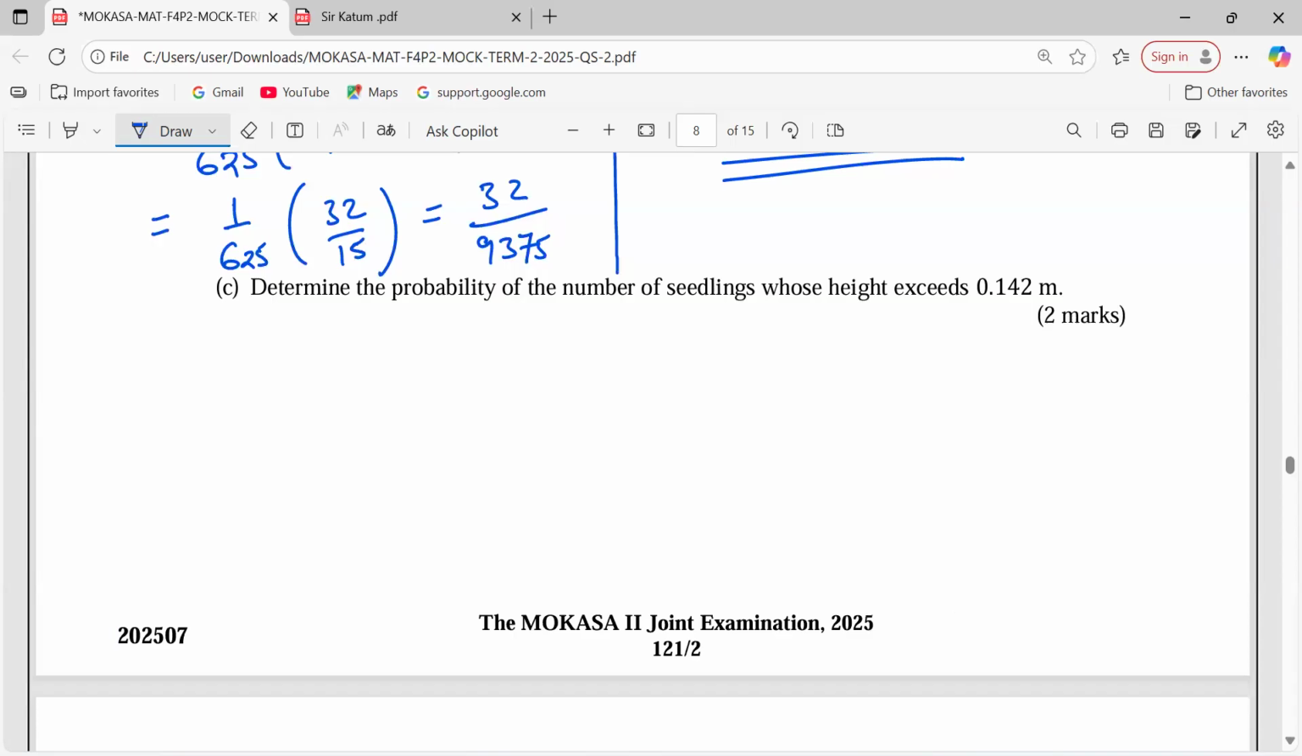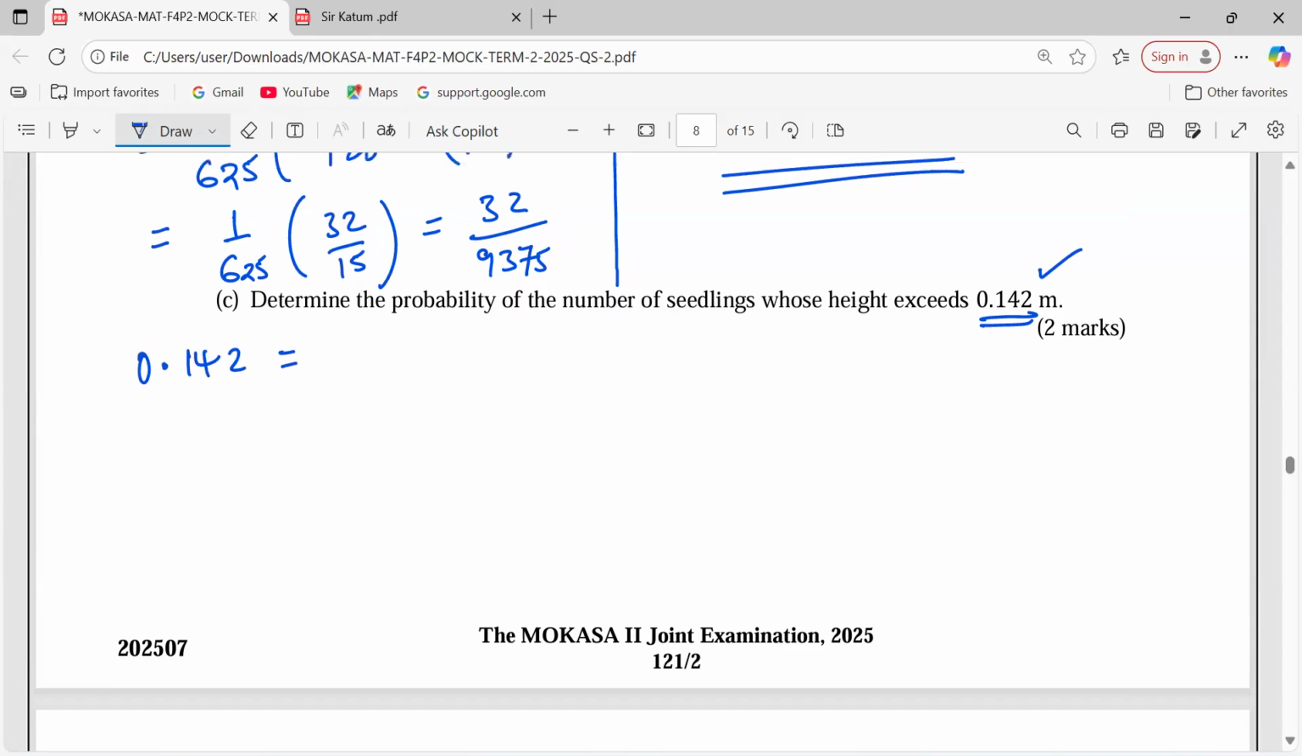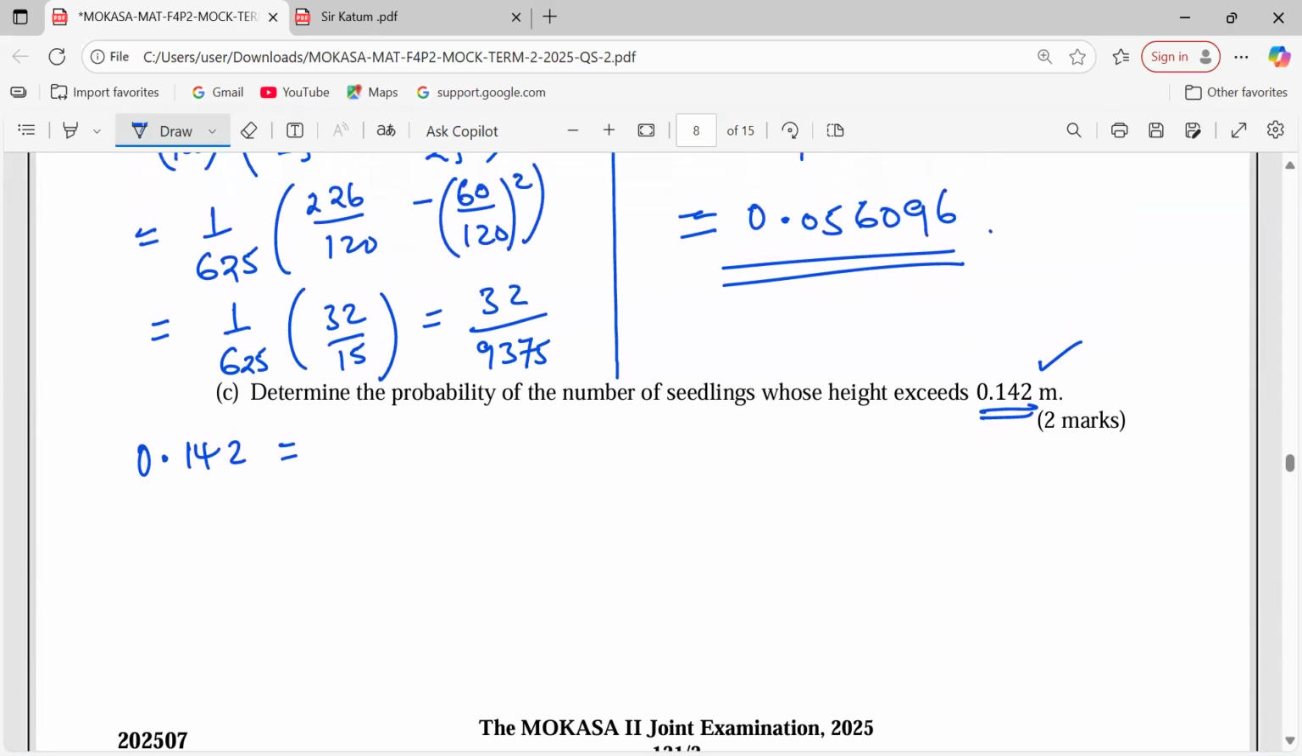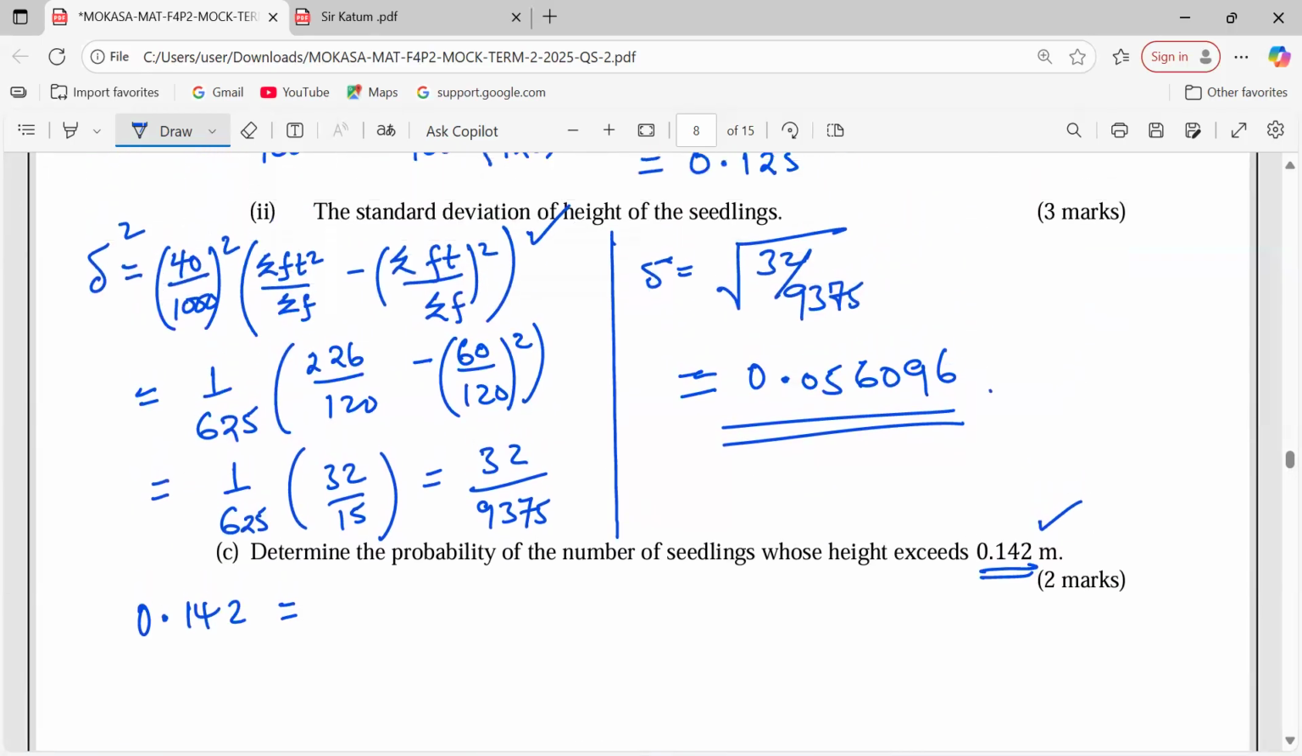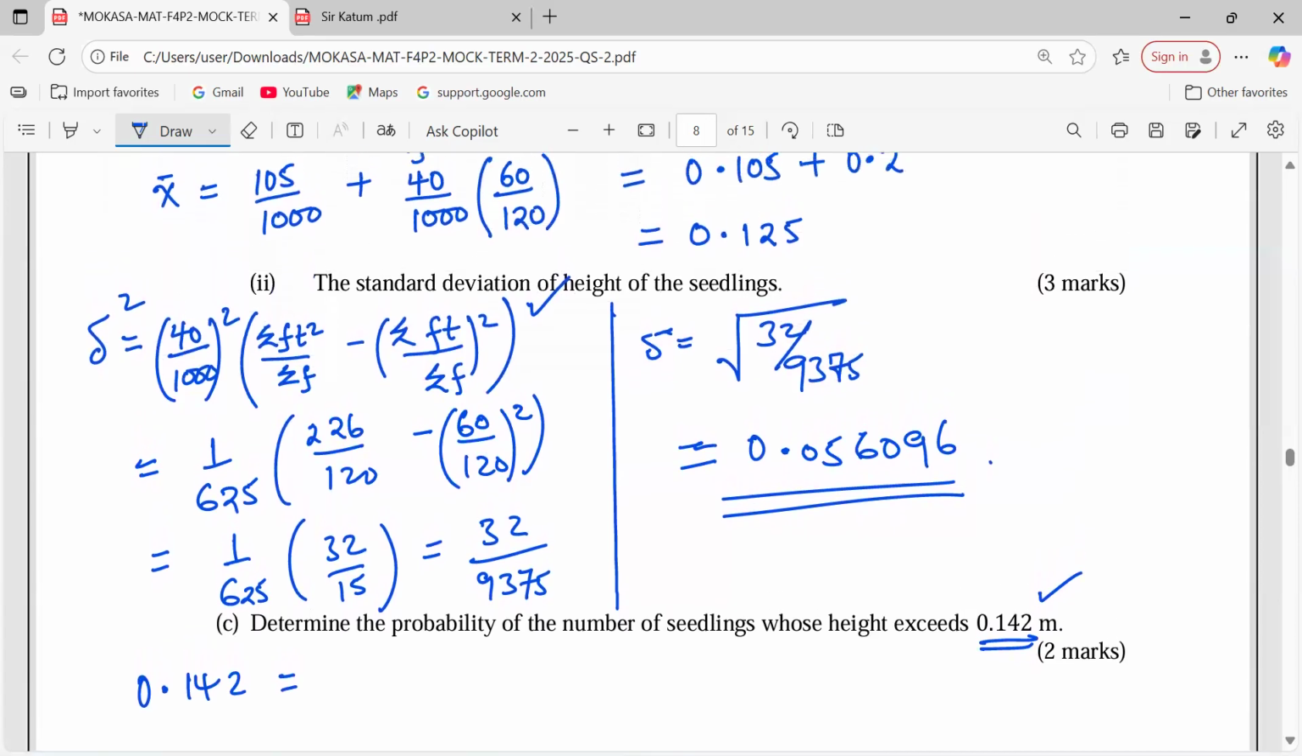Then part C, we are asked to determine the probability of the number of seedlings whose height exceeds 0.142. The height exceeds 0.142. We want to check the number of seedlings with this height. So this height will be given by, where does the height lie? 0.142.